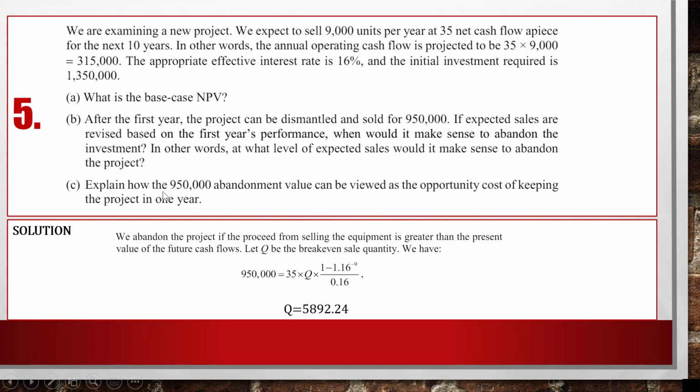And part C, explain how the $950,000 abandonment value can be viewed as the opportunity cost of keeping the project in 1 year. So if we continue the project, we have to forgo the $950,000 while we can use it for something else. So that's the reason.